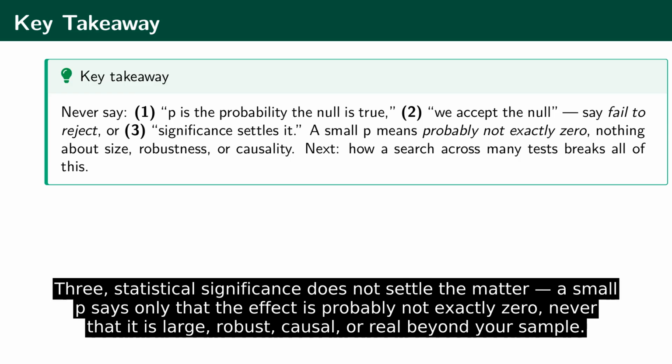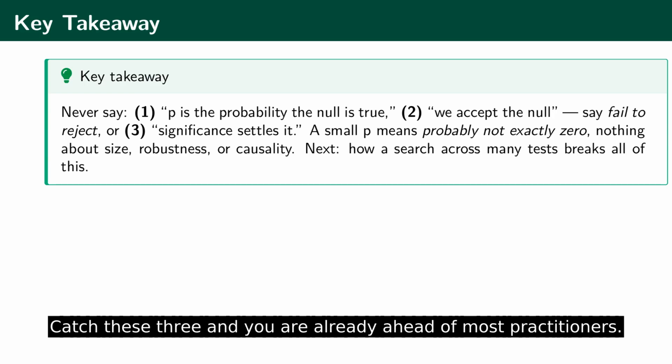3. Statistical significance does not settle the matter. A small p says only that the effect is probably not exactly 0, never that it is large, robust, causal, or real beyond your sample. Catch these 3 and you are already ahead of most practitioners.